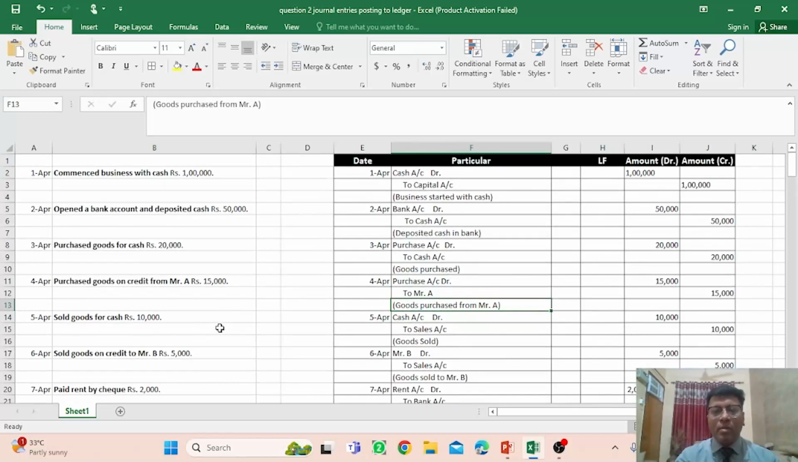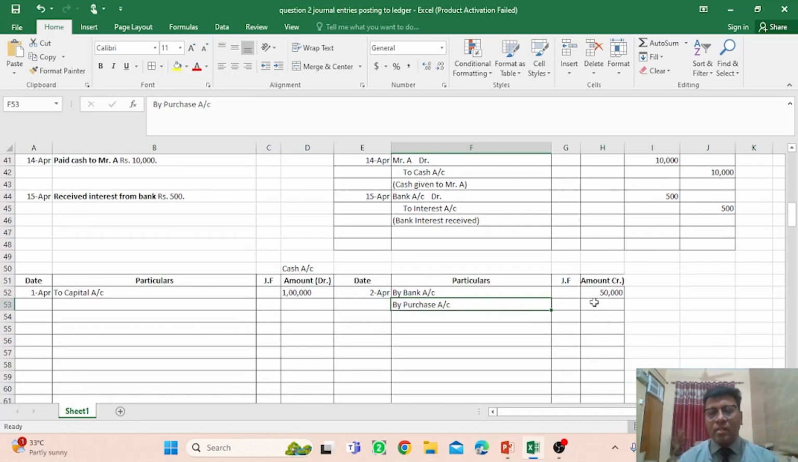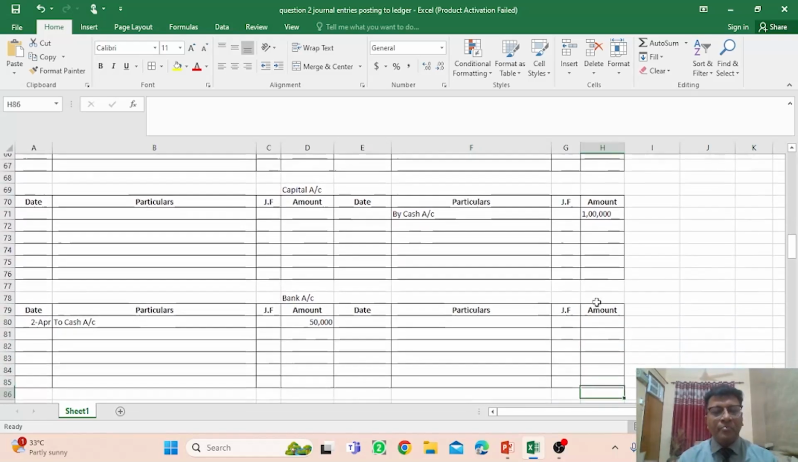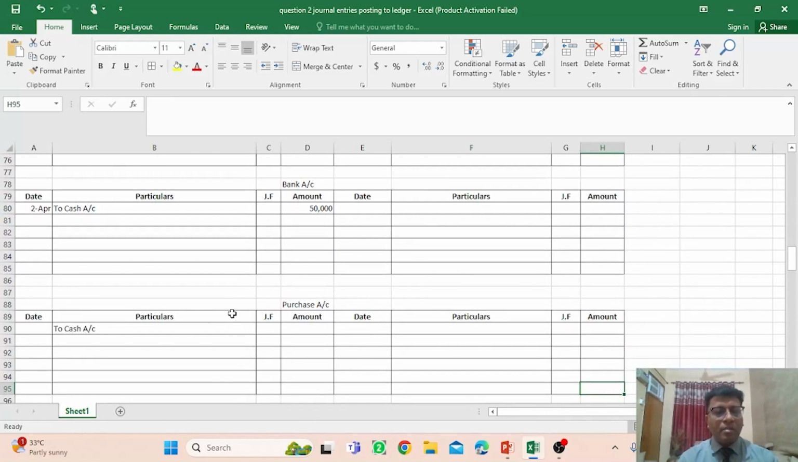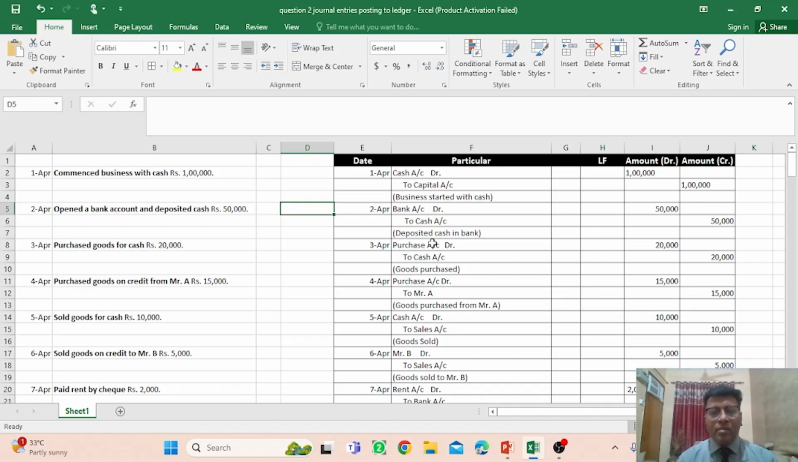And what was the amount was 20,000. So in the cash account you have to write 20,000, and in the purchase account you have to mention, right, to cash again, that was the written, so you have to write just 20,000 the amount, right? And on the particular date, the purchase account debit to cash account on 3rd April.